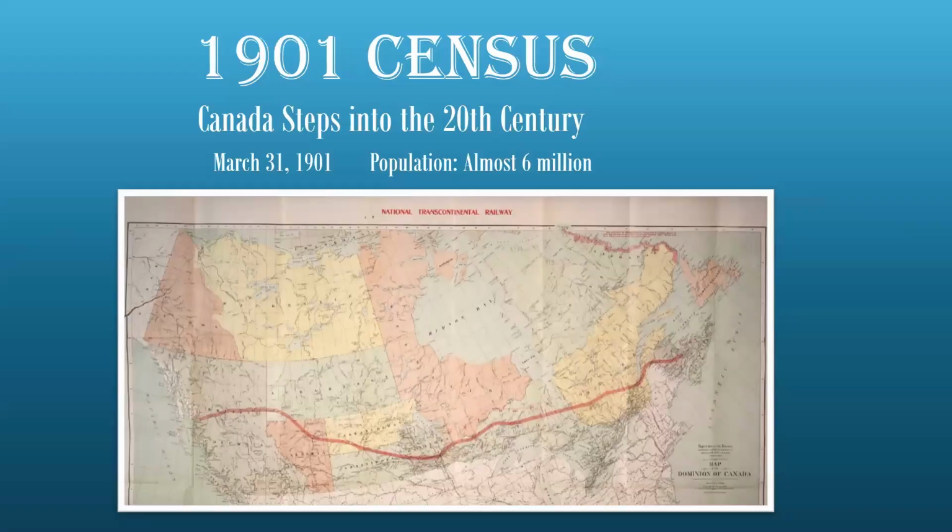Now, in the 1901 census, Canada really steps into the 20th century. We took it on March 31st, 1901. The population, almost 6 million. It included the Yukon right in the middle of the gold rush. Some of you may have some people, Americans, who were in the gold rush. You will find them in that 1901 census. Very exciting.